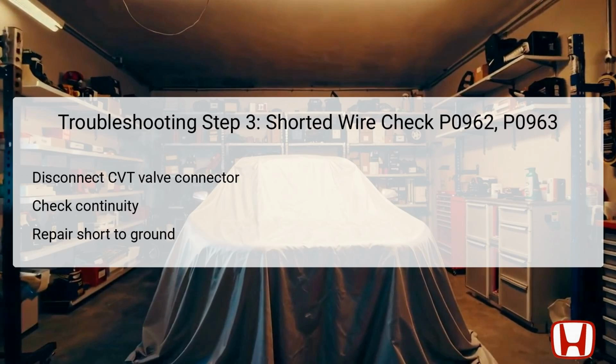Conversely, if continuity does not exist, this suggests that the DRLS wire is not the issue, which may indicate a faulty solenoid valve instead, leading to a recommendation to replace the entire valve body assembly for resolution.